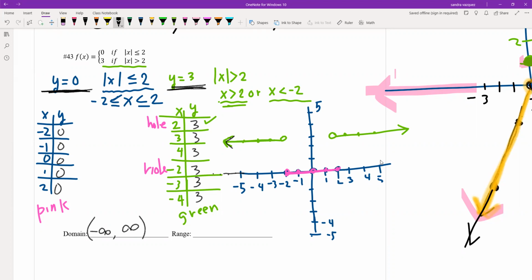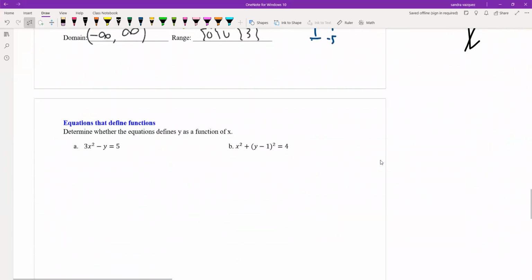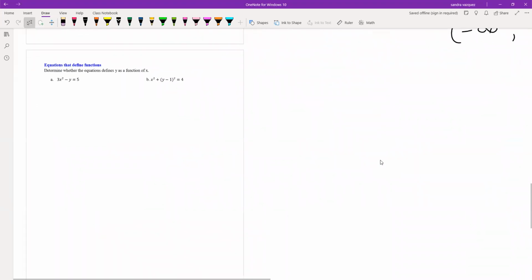What about the range? Well, for the range, we only have this value right here, which is 0, and also the 3. And so we're just going to say 0 and 3. And that's it. That would be the answer here. I know it's a little hard, but hopefully you guys will be okay.